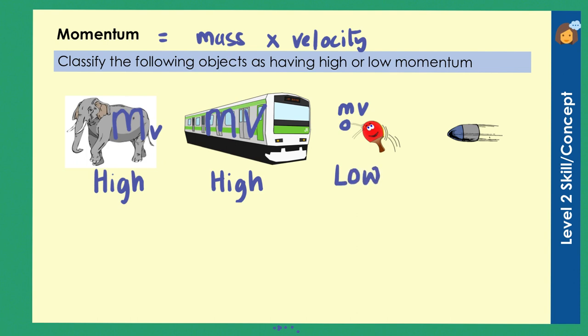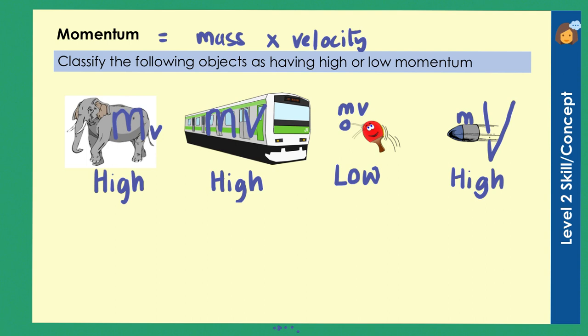And if we consider a bullet being fired, what we know about a bullet is its mass is small. However, the velocity of the bullet would be so high. And so therefore, because of its high velocity, it's going to have a very high momentum. Okay? And what we can do next is prove it with some calculations.